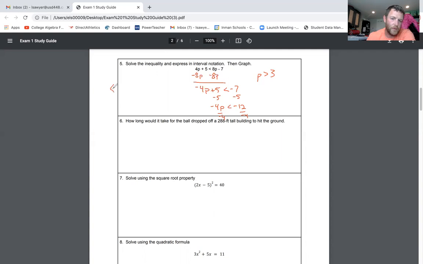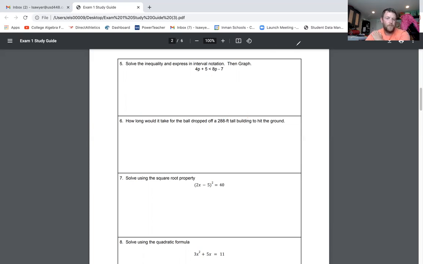Okay. So I'm going to graph it first. P is greater than 3. It's just greater than, so it's only going to be a parenthesis, and it's going to go above, and it's going to infinity. So my interval notation is just 3 to infinity. And my graph is above. Okay.